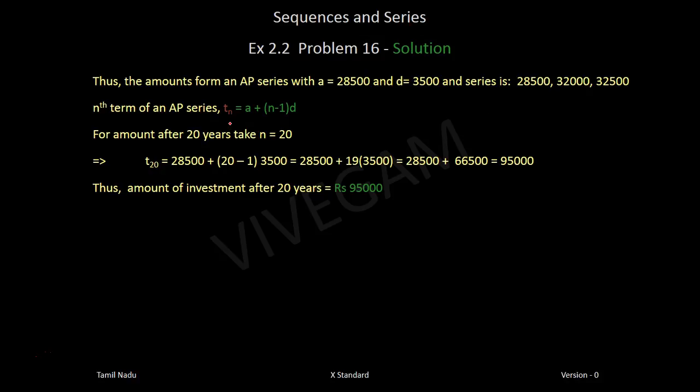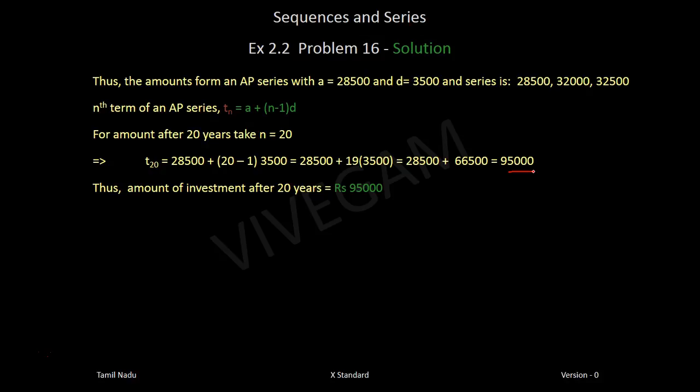And we need to find the 20th term. So use the formula Tn equals A plus (n minus 1) D, n equal to 20, A equal to 28,500 and D equal to 3,500. Substituting those values, you get T20 equals 28,500 plus (20 minus 1) into 3,500. This 20 minus 1 is 19. So 28,500 plus 19 into 3,500 is equal to 95,000. So the amount of investment after 20 years is 95,000 rupees.